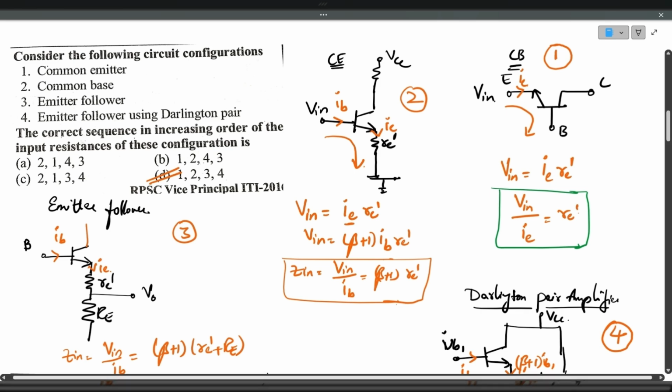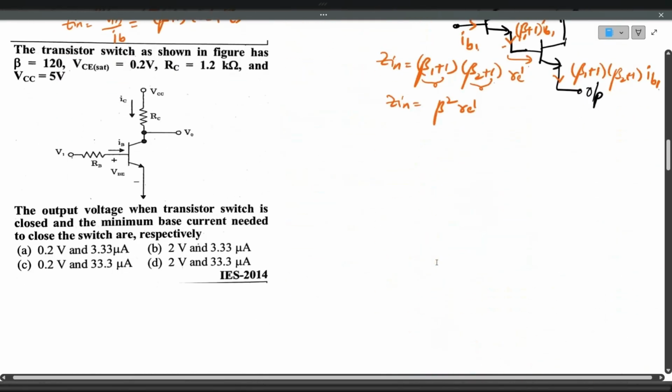This is a very important question asked in the previous vice principal RPS examination. We'll see the next question.